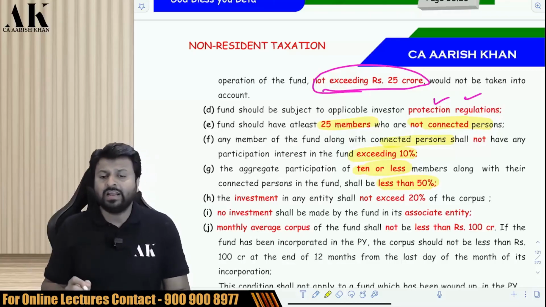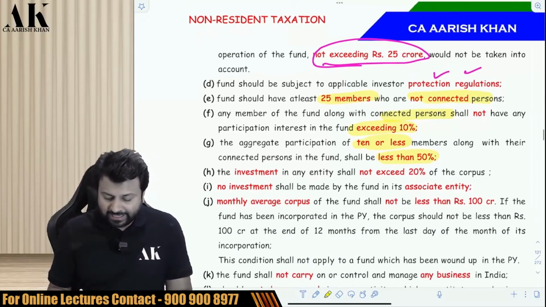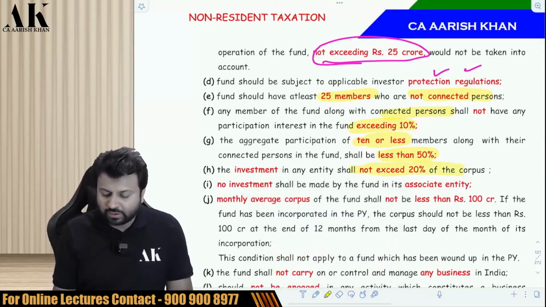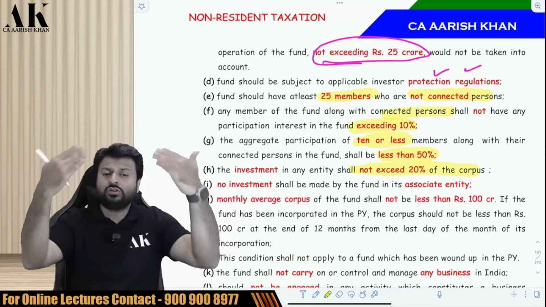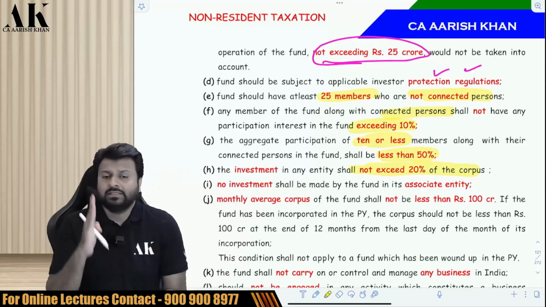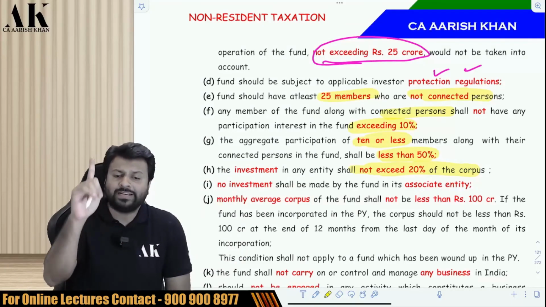It has to be less than 50% stake. Next, the investment in any entity should not exceed 20% of the corpus. The fund is investing in a lot of companies, so it should not expose too much in one company. Therefore, it should not invest more than 20% in any company.